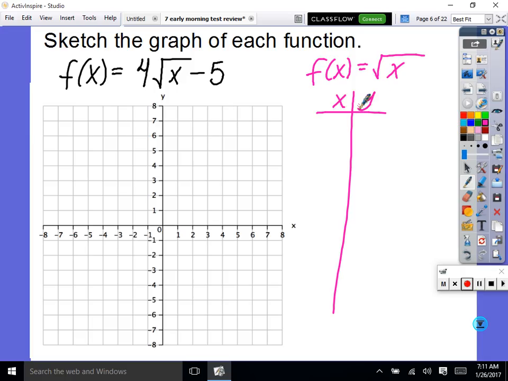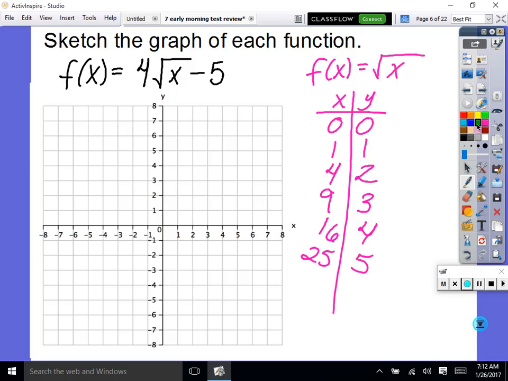If we start with -1, we have i, so that's why we know we don't start with -1. Plug in 0, we get out 0. Plug in 1, we get 1. Plug in 2, square root of 2 is a decimal. Plug in 3, square root of 3 is a decimal. 4, square root of 4 is 2. Then 9 is next, isn't it? We get 3. 16 is next, we get 4. 25 is next, we get 5. That's tons of points, but I'd rather be safe than sorry.